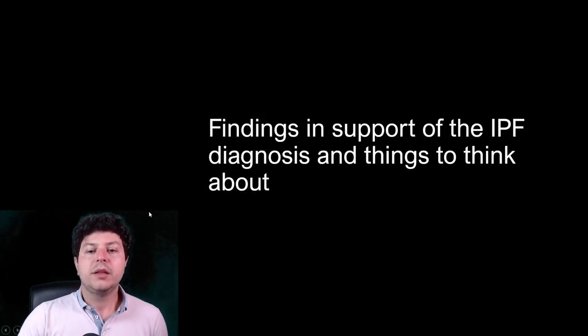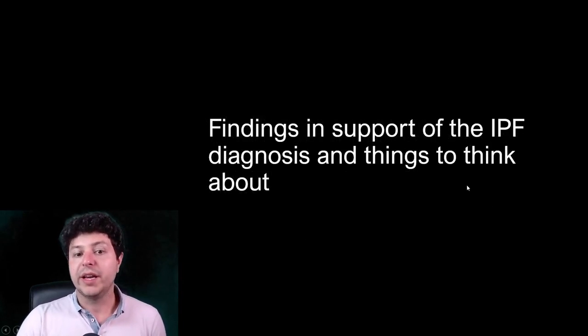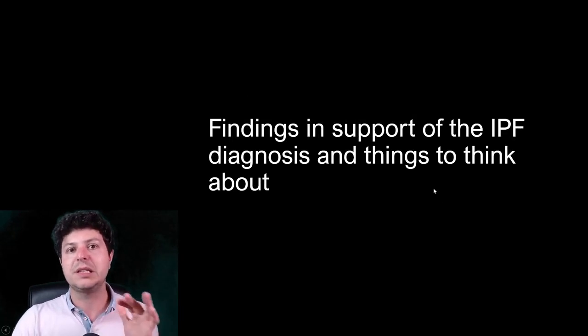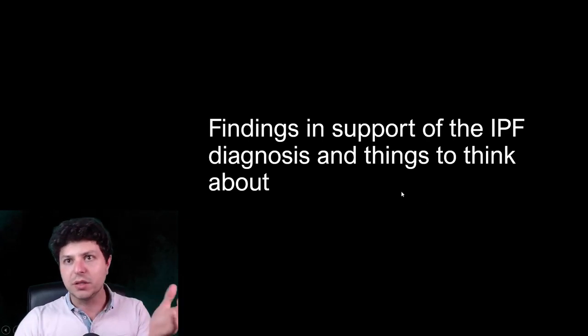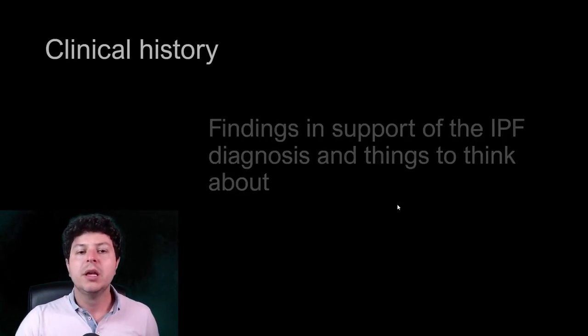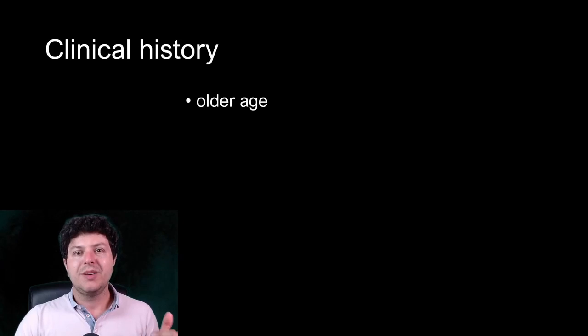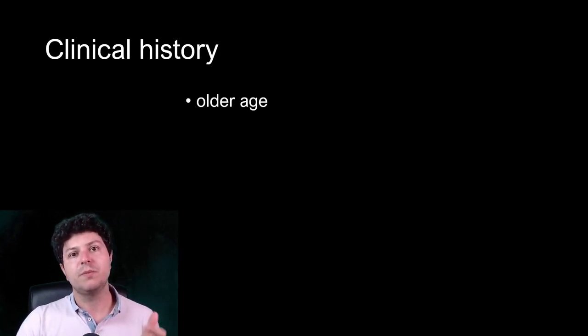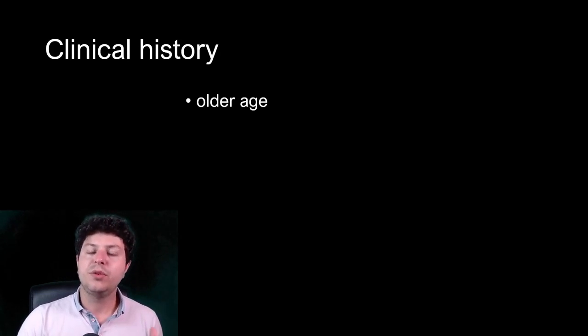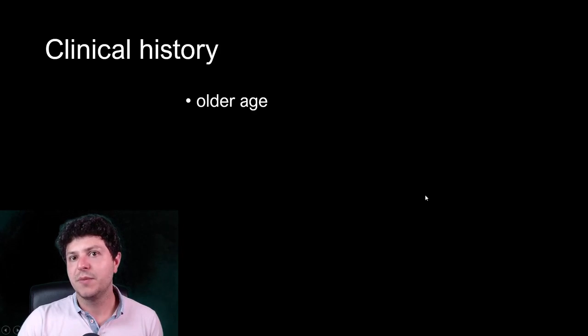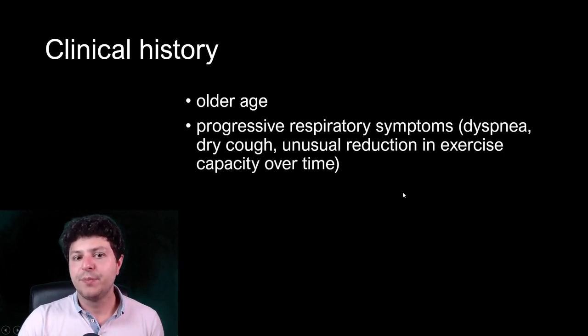Now, here are some findings in support of the diagnosis of IPF and things to think about. This is where I try to go into a little bit of a differential diagnosis and how to think about placing IPF in the wider scope of interstitial lung disease. So clinical history. Generally, you have a patient who is slightly older, right? This is quite an important thing to note. At an older age, there are fewer and fewer things that could be causing fibrosis. So you might think about IPF.